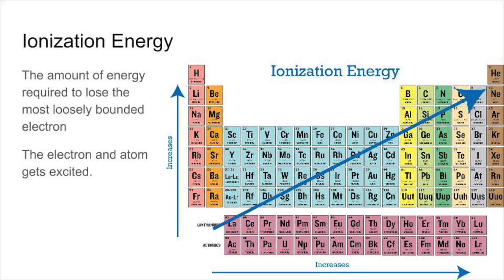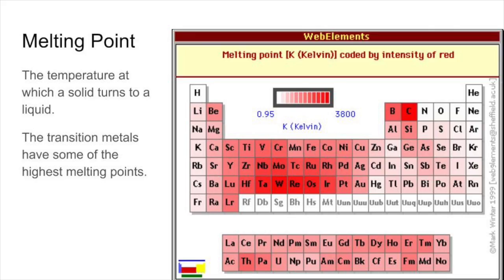Ionization energy is the amount of energy required to excite the outermost electron. Maybe you are a person who gets excited very easily, and would choose an element with a low ionization energy. If it takes a lot to get you to laugh and smile, then you may choose an element with a higher ionization energy. The melting point is the temperature at which the element turns from a solid to a liquid.